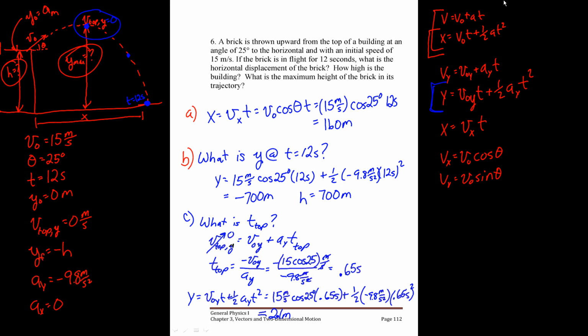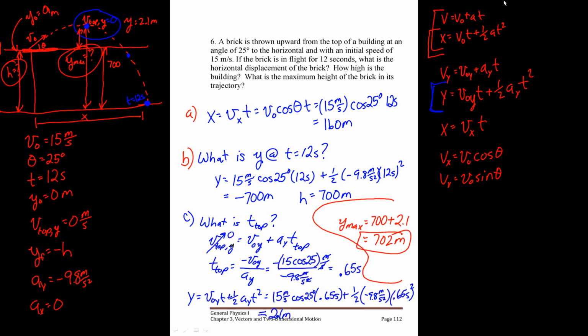And now we need to just know what that means. That means that here, y is equal to 2.1 meters. But I already know this is my y equals 0. So that means this distance is 2.1 meters. But I also know that this distance is 700 meters. So my y max then, y max equals 700 plus 2.1, which is 702 meters. And so that's the answer for part C.